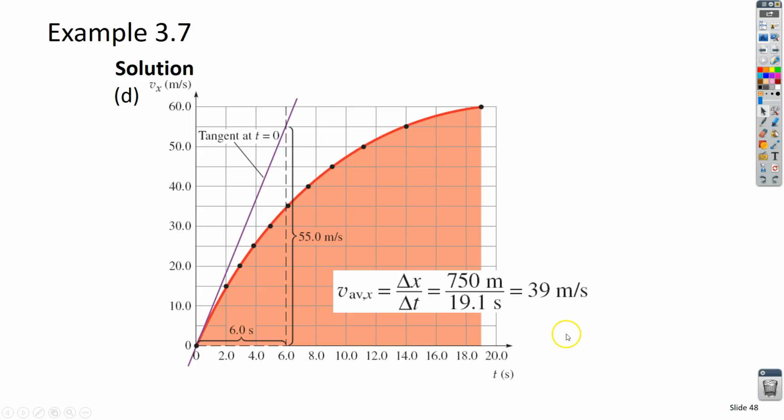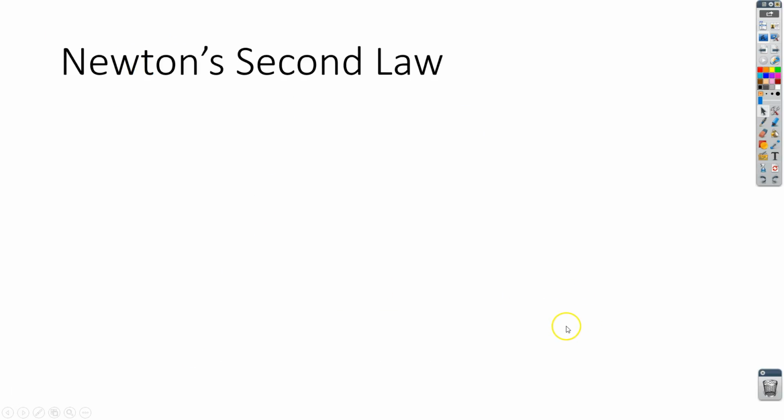Finally, the last thing they want us to do is find the average speed. So we just have the change of position, which is 750, divided by our change in time, which is that 19.1. So we're looking at the whole thing here, and that gives me 39 meters per second. We're going to stop there, and we will go through Newton's second law in the next video.